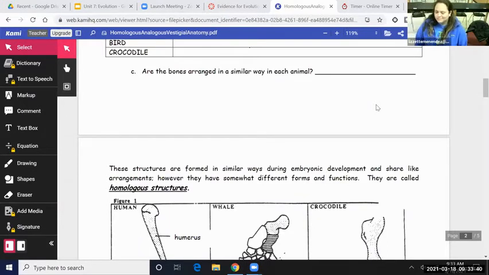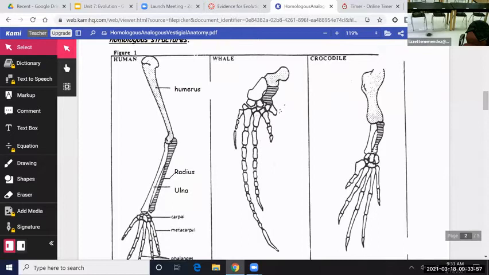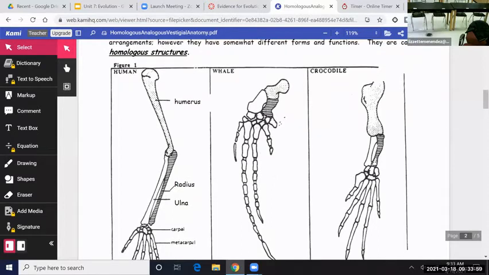They're very different. Okay, we got one no. What do we think? Are they arranged similarly? Oh man, see, I would say yes.